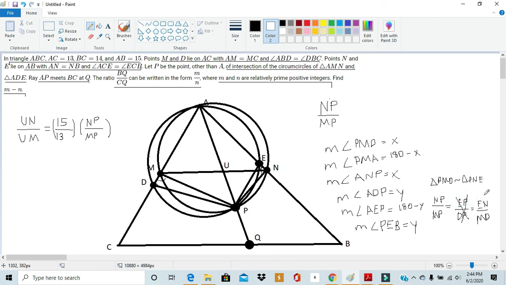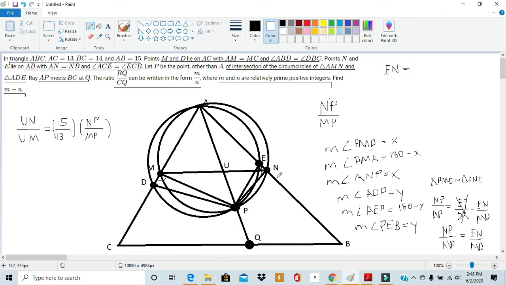But we can find out what EN over MD is, because we know the relationship between D and E and M and N. D and E are the angle bisectors, and M and N are the midpoints. And by angle bisector theorem, it's pretty easy to compute the lengths of the parts of the angle bisectors. So we use the second relationship: NP over MP is equal to EN over MD. So now all that's left is to compute EN over MD, and this can be solved using some simple angle bisector theorem.